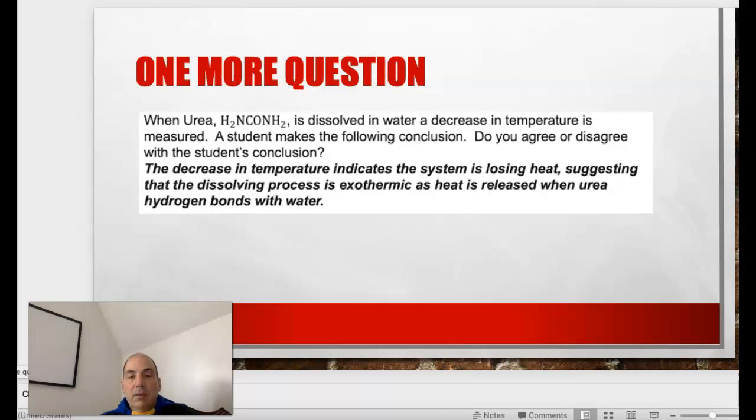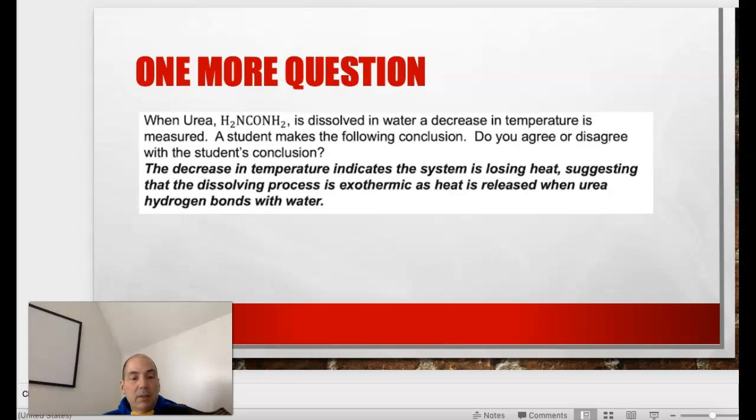All right, let's talk about another scenario. So we have this chemical called urea. It's dissolved in water. A decrease in temperature is measured. The student makes the following conclusion. Do you agree or disagree with the student's conclusion? The decrease in temperature indicates the system is losing heat, suggesting that the dissolving process is exothermic as heat is released when urea hydrogen bonds with water.